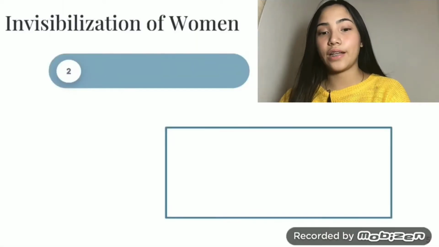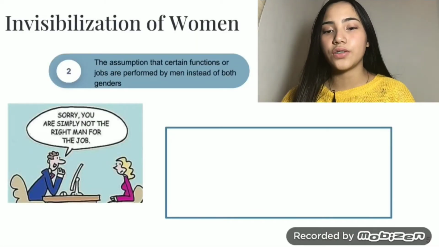For the second category, we have the assumption that certain functions or jobs are performed by men instead of both genders.